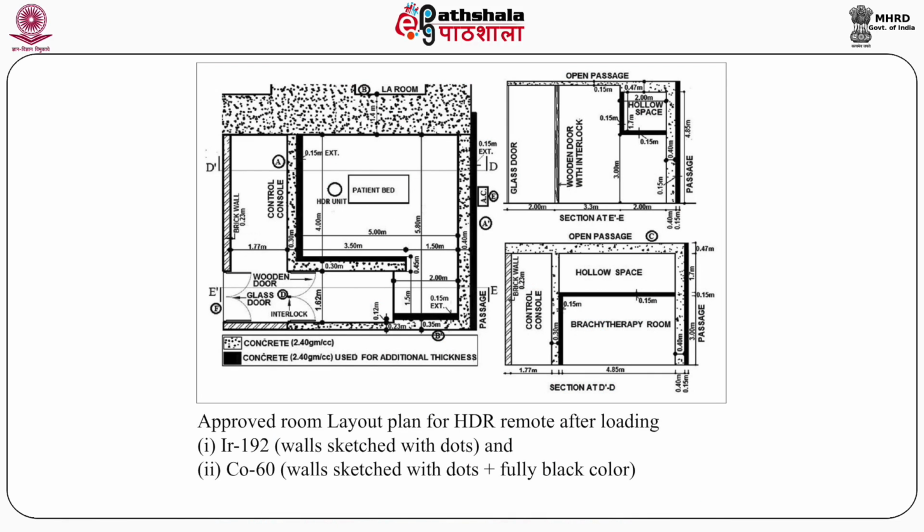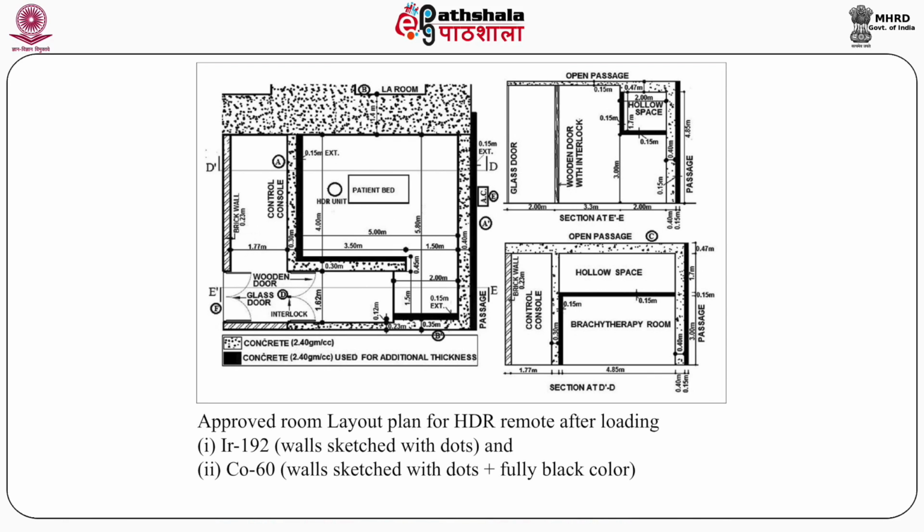This figure shows the room diagram of brachytherapy. We can see here the indirect entry into the room, and the wall thickness is more because of the activity of the source. Gamma energy is used in this case. For gamma radiations, high density concrete walls are used, which can be seen here. The whole room, the whole walls, are made up of concrete of high density.